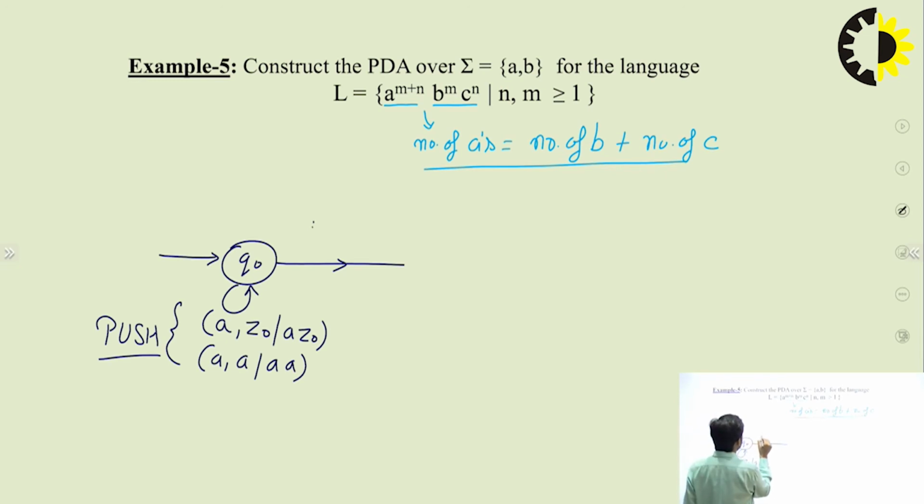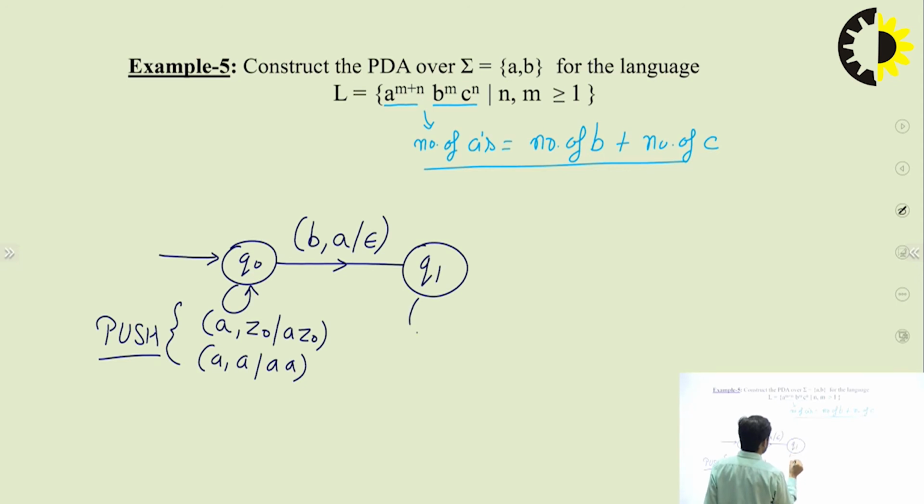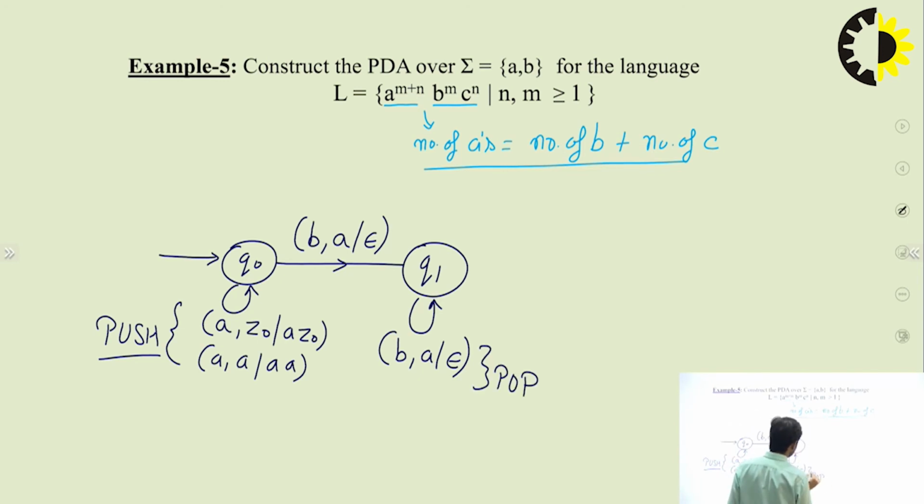Now when B is the input and top of the stack is A, we keep on popping A. Now I reach state Q1. Input is B, top of the stack is A, we pop A. Input is B, top of the stack is A, we pop A. So this is a pop operation. This is also a pop operation.